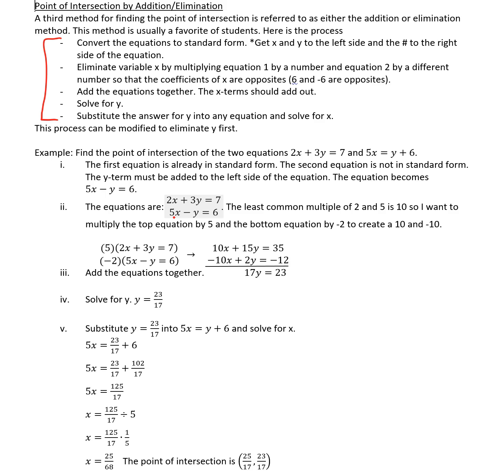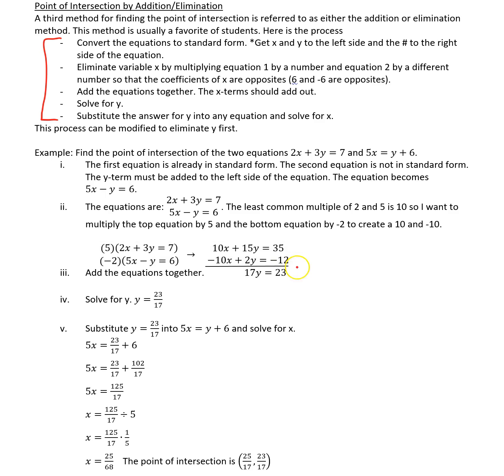So I want to change one of these to be a 10 and one to be a -10. And I'm going to do that by multiplying the top equation by 5 and the bottom equation by -2. Now remember, the entire equation is multiplied by 5. So down below you'll see I have 5 and then a parenthesis around the entire equation. That becomes 10x plus 15y equals 35. And then the second equation is multiplied by -2. So the second equation becomes -10x plus 2y equals -12.